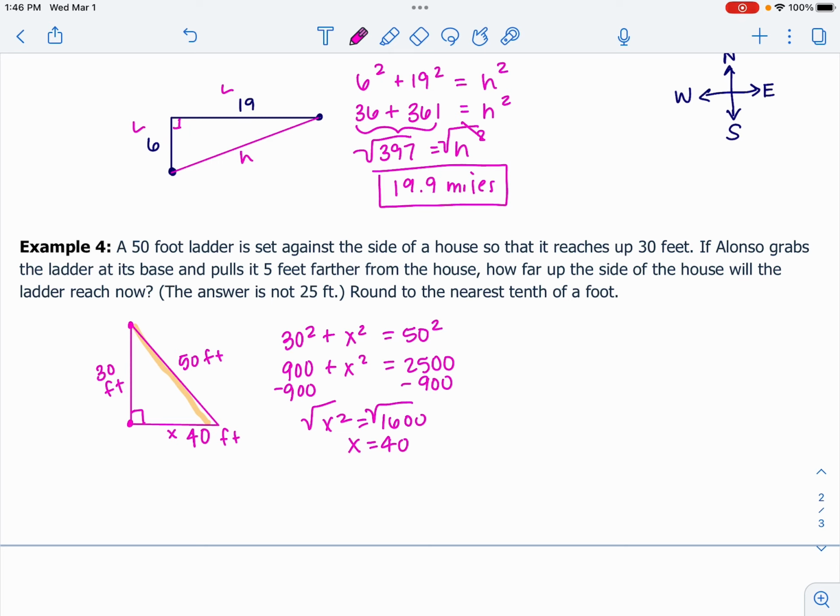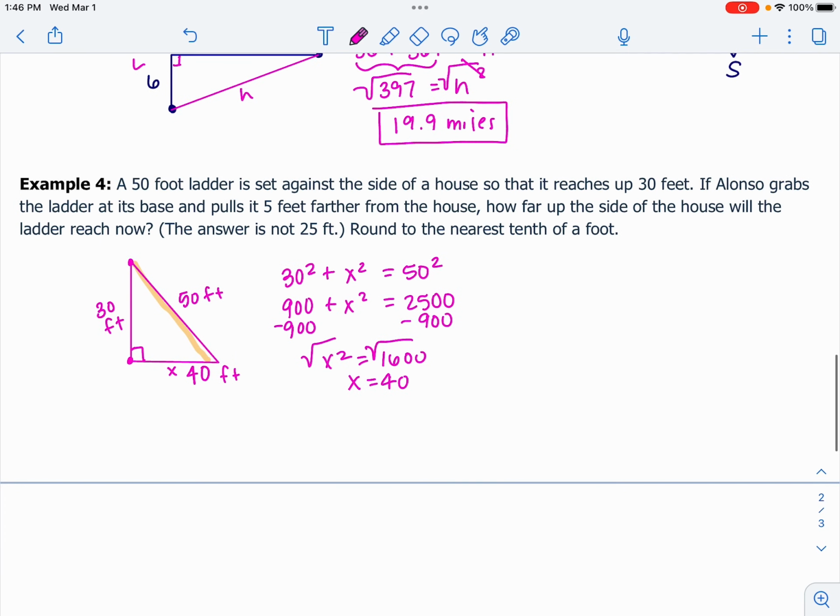So now it says if Alonzo grabs the ladder at its base and pulls it 5 feet further from the house, how far up the side of the house will the ladder reach now? So what's happening, and I'm going to draw another little triangle. He's pulling this 50-foot ladder. It's still a 50-foot ladder, thus is not changing. But he's pulling it this way 5 feet further from the house. So we know that starting amount at that base is 40. He's pulling it 5 feet further, so now it's 45 feet on the bottom there. So I just added 5 to that 40 feet we found in the first step.